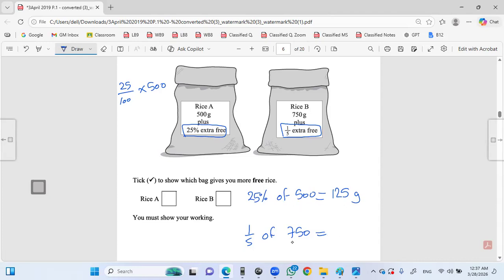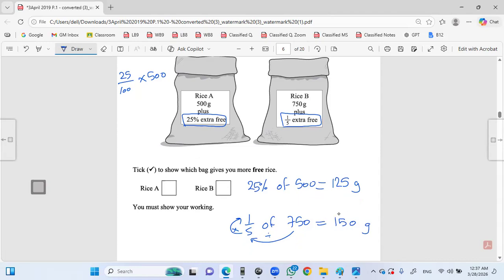And here, as we agreed earlier, you divide by 5 and then you multiply by 1. So 750 divided by 5 is going to give you exactly 150 grams. So which one has extra free, the 25% or the fifth? Well, actually, the 25% of 500 has less. So the extra free is rice B, which is 1/5.